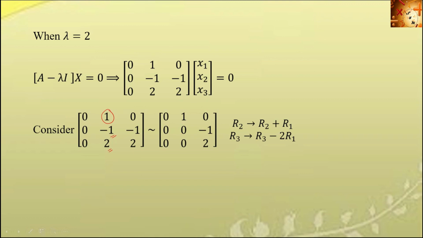Next, moving to the second row. In the second row, minus 1 is the non-zero element. So we want to make this 2 as 0. So the transformation is R3 changes to R3 plus 2R2. That is 0, 1, 0, 0, 0, minus 1. And the last row is completely 0. Here rank is equal to 2. This is a 3 by 3 matrix, so n is equal to 3. So we have infinitely many solutions.